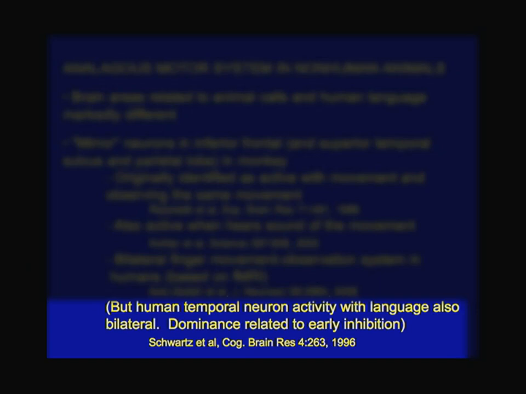There are differences related to dominance. And as I guess you all know, the human language is nearly all, at least in lesion effects, localized to the left hemisphere. In our single neuronal recordings, the things that related to dominance were early inhibition. So activity changes occurring early and relative inhibition during the language task were the things that seemed to be characteristic of the dominant temporal lobe. Those things have basically not been observed in the animal motor system.